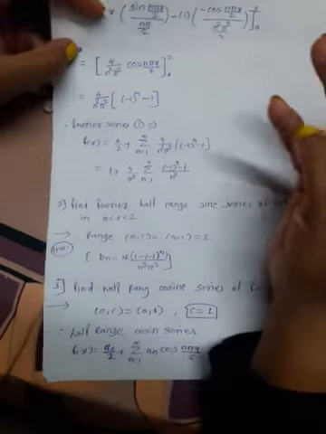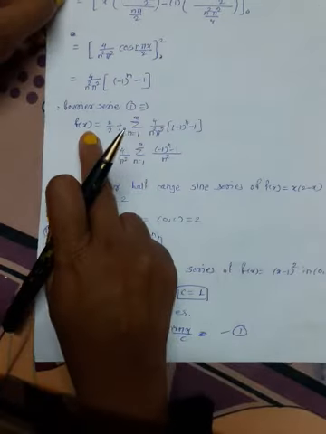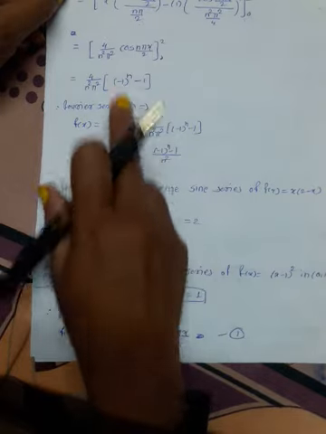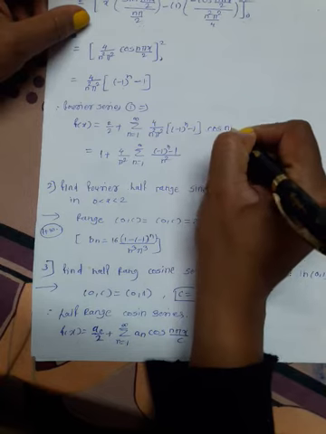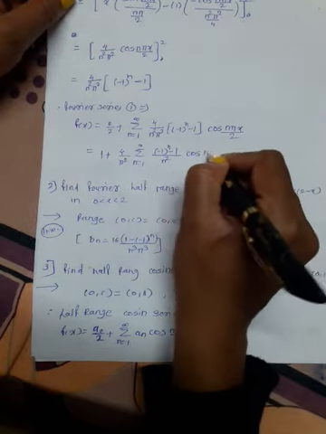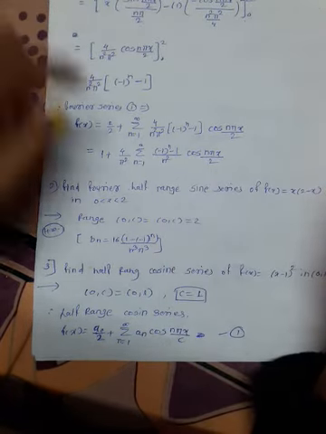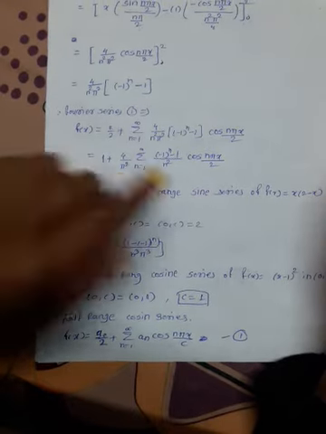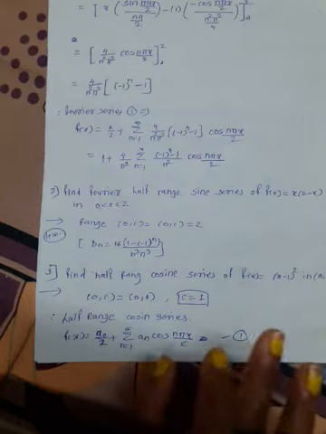Therefore put the value of a naught and a n in the Fourier series. This is the half range cosine series. f(x) is equal to a naught by 2, 2 by 2, plus summation a n into cos n pi x by c. C value is 2, so n pi x by 2. This is the formula. This is the final answer. 4 upon pi square is a constant, take it outside. Everything is same as earlier, just only the formulas are different.